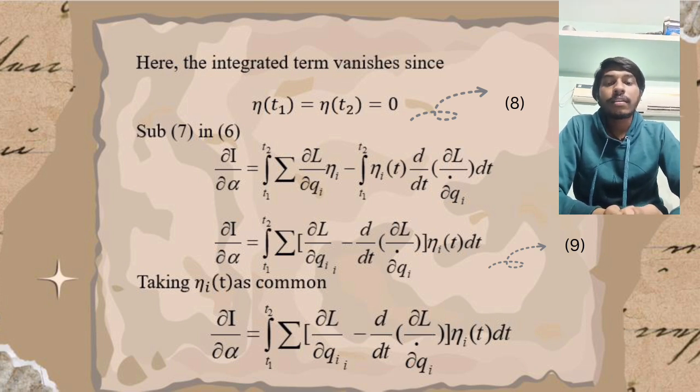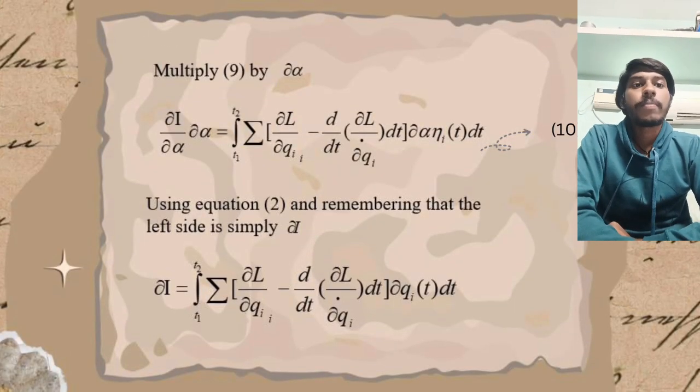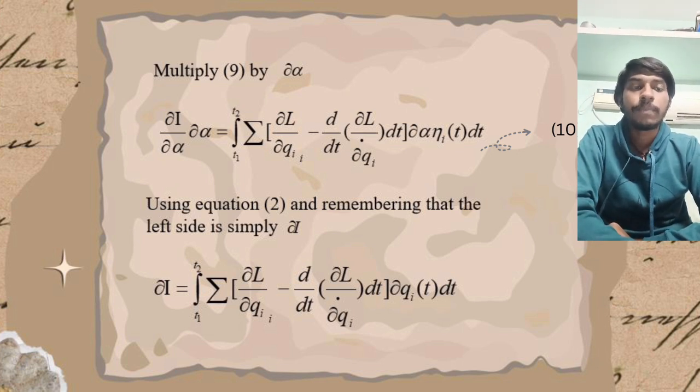Then taking η as common, ∂I/∂α = ∫ from t1 to t2 of Σ [∂L/∂qi − d/dt(∂L/∂q̇i)] ηi(t) dt. This will be equation 9. Multiply 9 by ∂α, then it will become (∂I/∂α)∂α = ∫ from t1 to t2 of Σ [∂L/∂qi − d/dt(∂L/∂q̇i)] ∂α ηi(t) dt. This will be equation number 10.